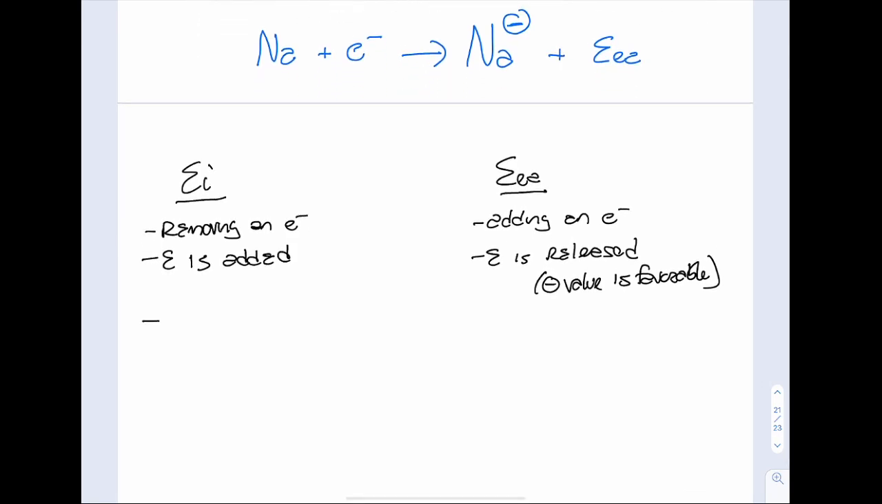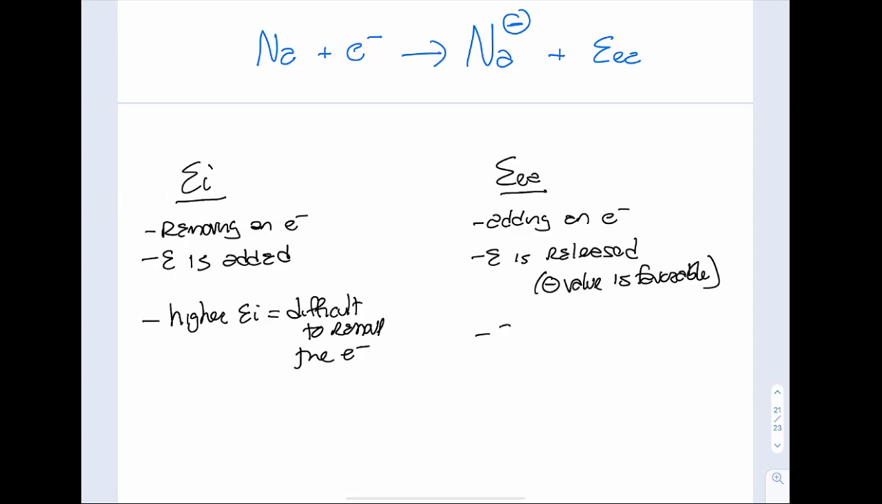Here, a high ionization energy means it's difficult to do. So the electron's held tightly, it's really stable the way it is, it already has a filled subshell and we don't want to mess that up. If I have a high ionization energy, it's difficult to remove that electron. Maybe instead of saying difficult to do, we should say difficult to remove the electron.